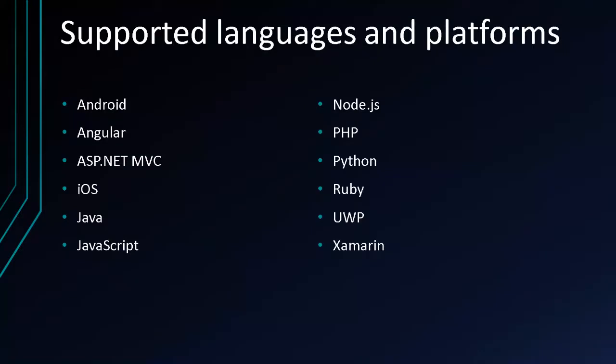So these are the supported languages and platforms Graph API works with. It works on Android, Angular, ASP, iOS, Java, JavaScript, Node, Python, Ruby, Xamarin, just name it. What is the language which is easy for you? Use that and you'll be able to connect to Graph. Interesting, right?